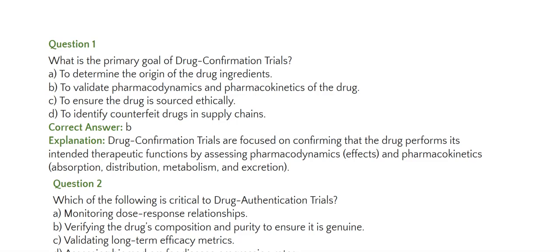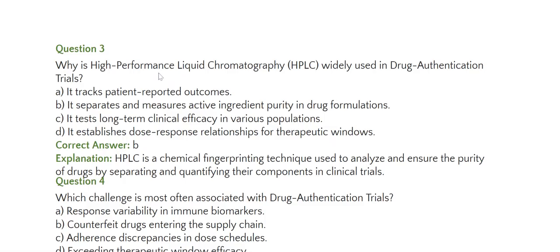Drug authentication trials focus on verifying the authenticity of the drug, ensuring it contains the correct active ingredients, is free of contaminants, and matches manufacturing protocols. Question 3: Why is high performance liquid chromatography, HPLC, widely used in drug authentication trials? Because A, it tracks patient-reported outcomes, B, it separates and measures active ingredients purity in drug formulations, C, it tests long-term clinical efficacy in various populations, or D, it establishes dose-response relationships for therapeutic windows.